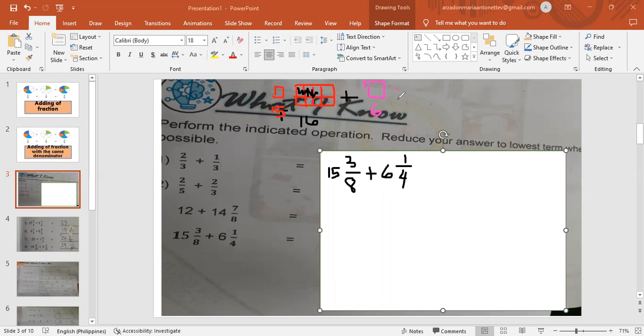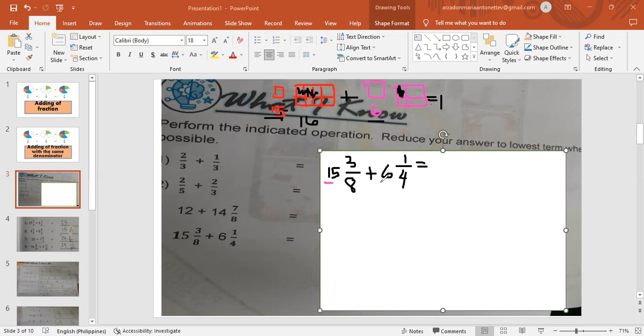And then the other triangle, one triangle has 4 parts. 1, 2, 3, 4. But in that 4 parts, only one is shaded. It's also not complete. That's why the 6 cannot turn to 7. So that remains 6 and that remains 15. Now, how are we going to add them together? So let's try. Can you observe, class?